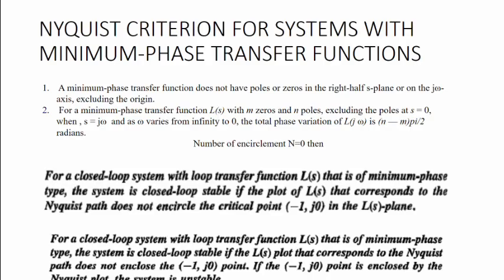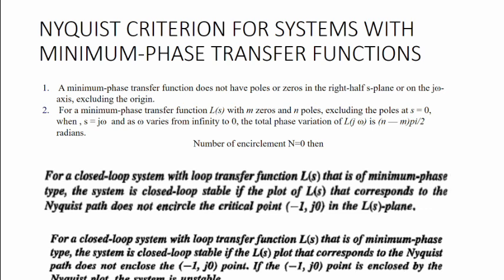Now let us see the Nyquist stability criteria with a minimum phase system. What is a minimum phase system? A minimum phase system does not have poles, zeros or roots of the characteristic equation on the right hand side of the S-plane. For minimum phase systems with m zeros and n poles, excluding the poles at s equal to 0, when s is equal to j omega, omega varies from infinity to 0, the total variation of L of s is n minus m times pi by 2 radians.